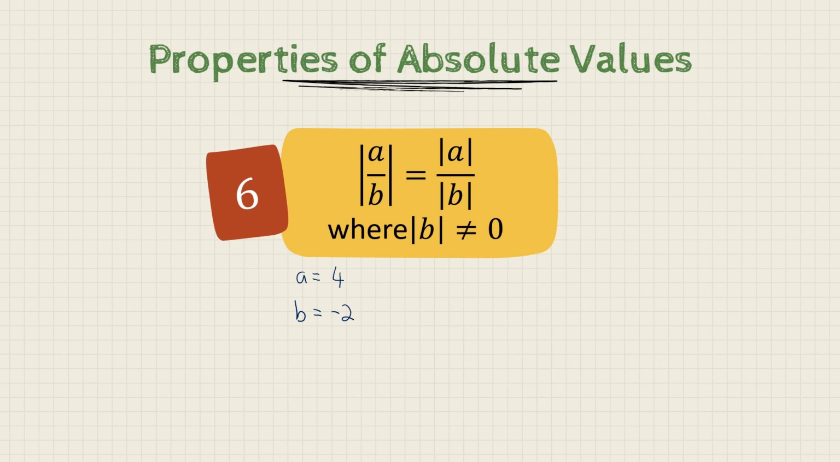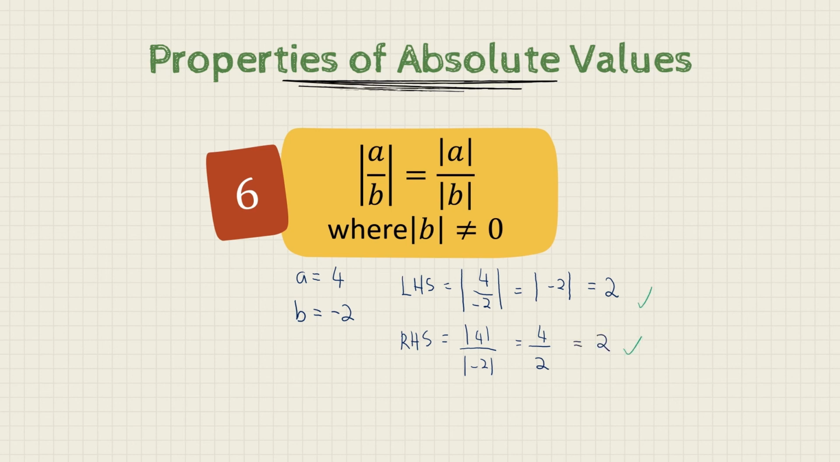Okay, so here the left hand side, so the modulus of 4 over negative 2 here will be modulus of negative 2. Kan? 4 bagi negative 2 dapat negative 2. And the modulus of negative 2 will be just 2. Will be positive lah. And for the right hand side now, so the modulus of 4 over the modulus of negative 2. So apa kita buat? Hilangkan dulu modulus. So it will be 4 divided by modulus of negative 2 will be just 2. And 4 divided by 2 is 2. So kita nampak hasilnya adalah sama.